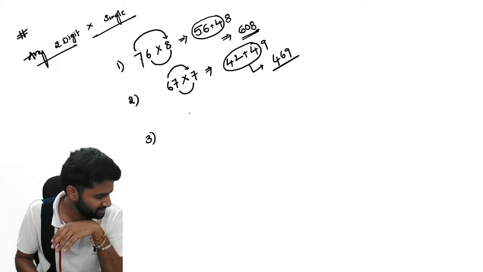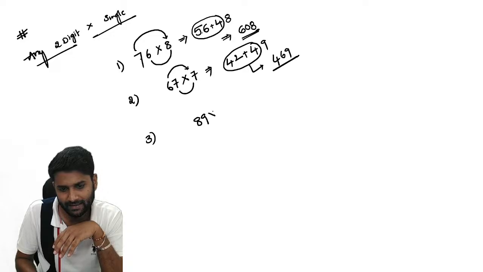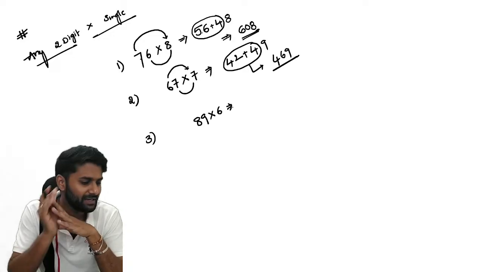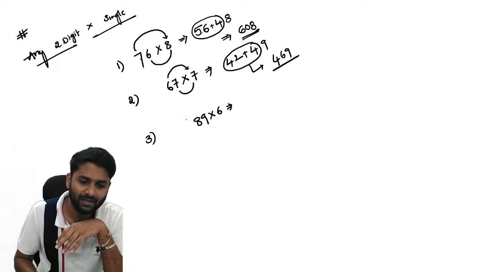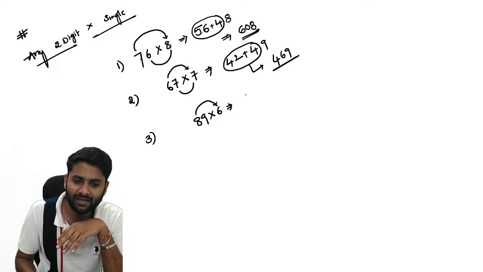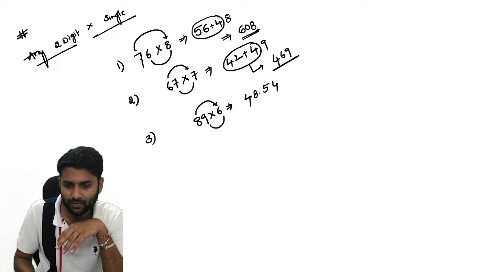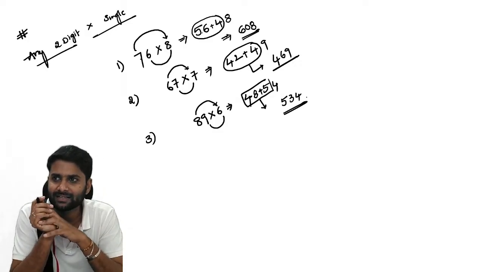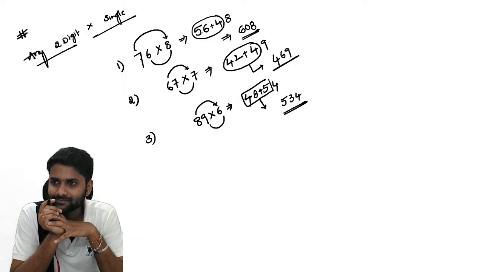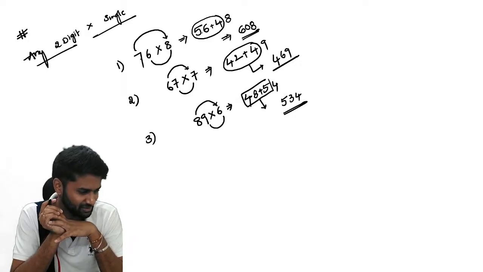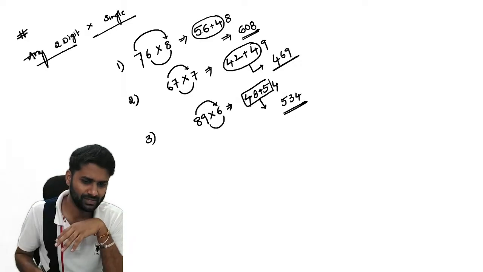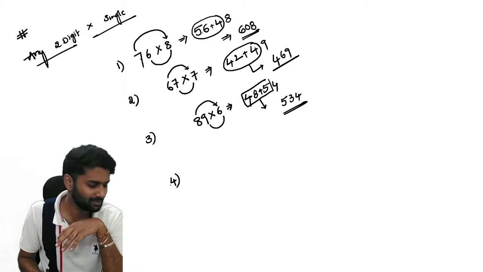So we'll take one more example. 89 is multiplied with 6. Now 8 into 6 is 48. 9 into 6 is 54. And add these two numbers. 48 plus 5 is equal to 53, and write 4 as it is. So the answer is 534. Is it clear? You can consider any two-digit number multiplied with a single-digit number.